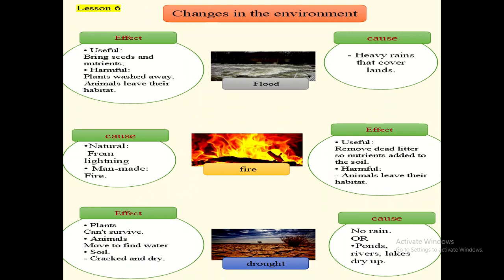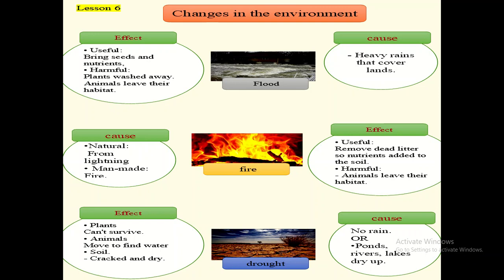Now we are gonna to talk about lesson 6. Changes in the environment. We have 4 things that can make changes in the environment. First thing we are gonna talk about is flood. The effect of the flood, it has 2 effects, useful and harmful. The useful one is bring seeds and nutrients. And the harmful one is plants washed away, animals leave their habitats.